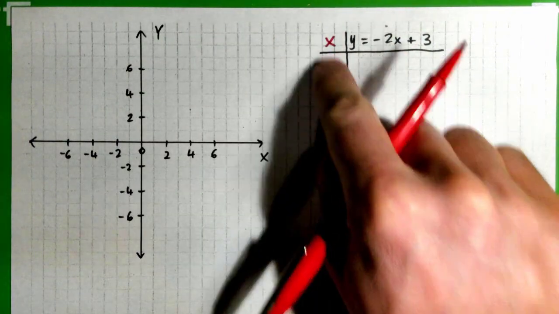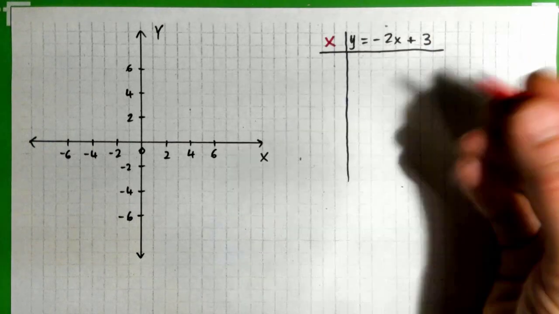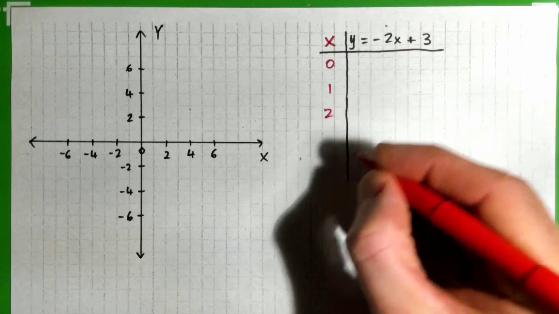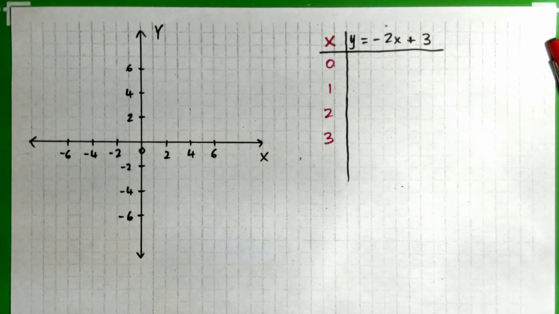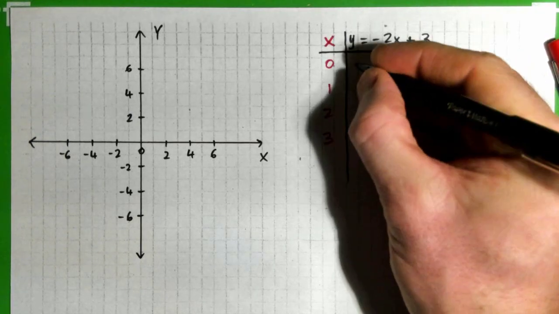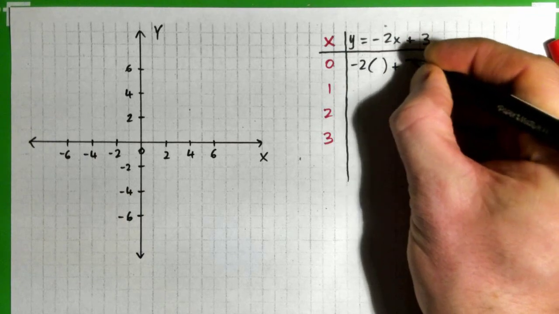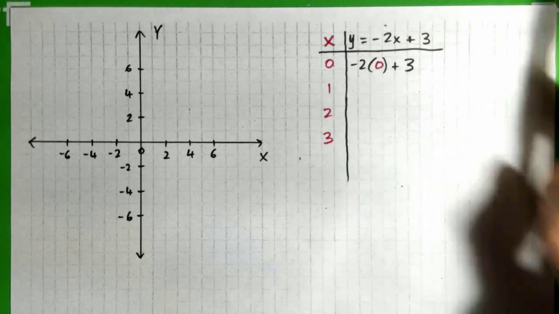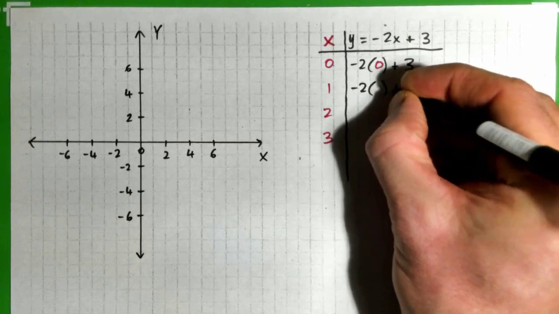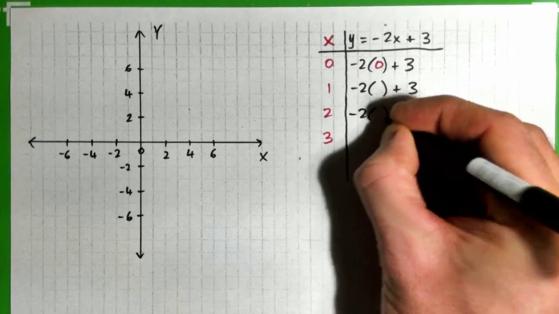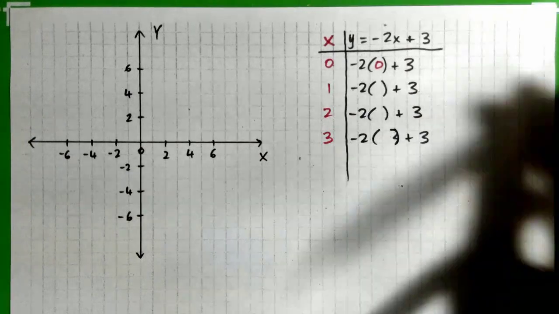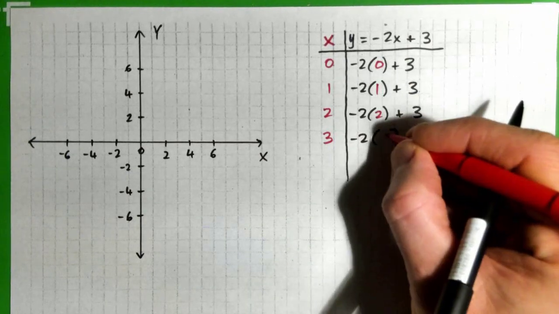So these numbers we make up. Let's make up, just for fun, x is 0, x is 1, x is 2, and x is 3, right? So for each value of x, we're going to calculate a value of y. So when x is 0, it's going to be negative 2 times x plus 3. See that? So negative 2 times 0 plus 3 in this case. And when x is 1, it's going to be negative 2 times 1 plus 3. And then negative 2 times 2 plus 3, negative 2 times 3 plus 3, right?